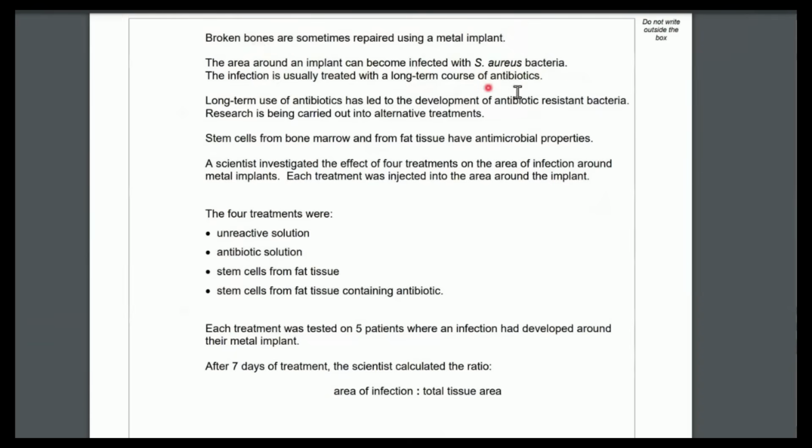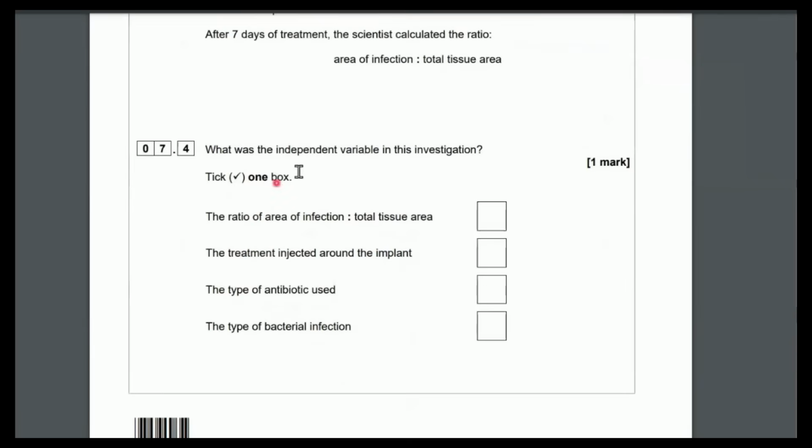That's the evidence. Broken bones are sometimes repaired using a metal implant. The area around an implant can become infected with S. aureus bacteria. The infection is usually treated with a long-term course of antibiotics. Long-term use of antibiotics has led to the development of antibiotic-resistant bacteria. Research is being carried out into alternative treatments. Stem cells from bone marrow and from fat tissue have antimicrobial properties. The scientists investigated the effect of the 4 treatments on the area of infection around the metal implants. Each treatment was injected into the area around the implant. After 7 days of treatment, the scientists calculated the ratio of area of infection against total tissue area.